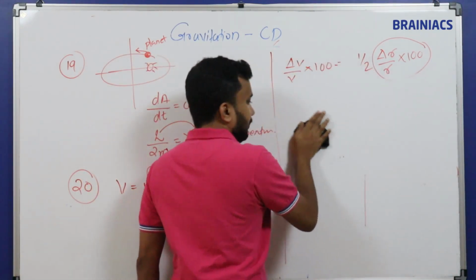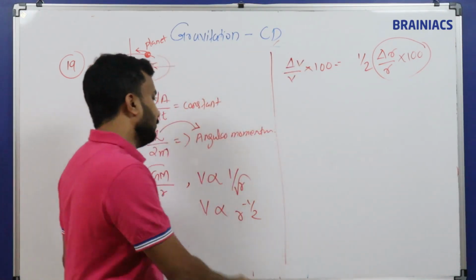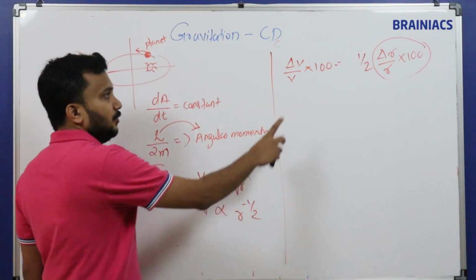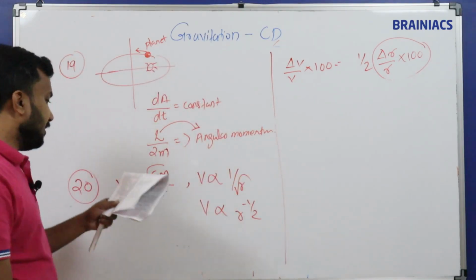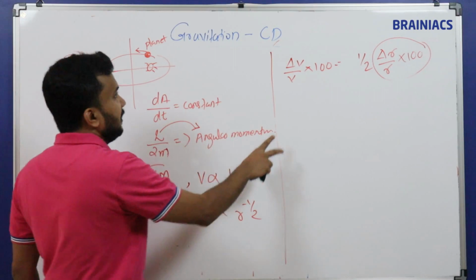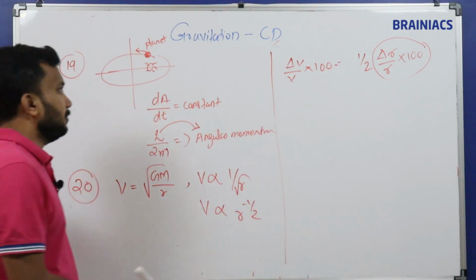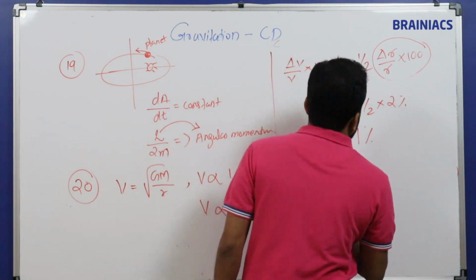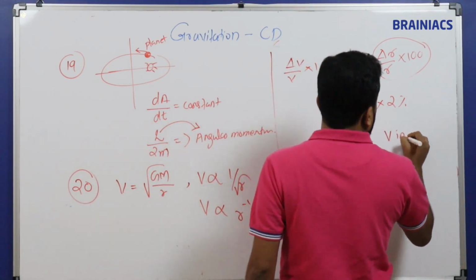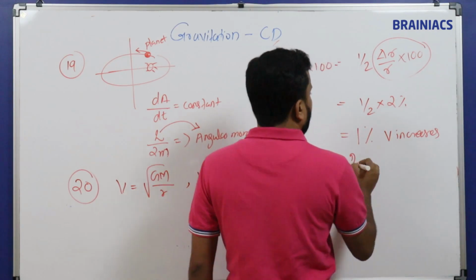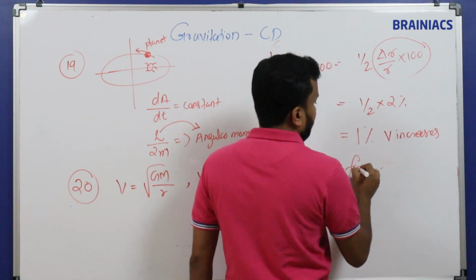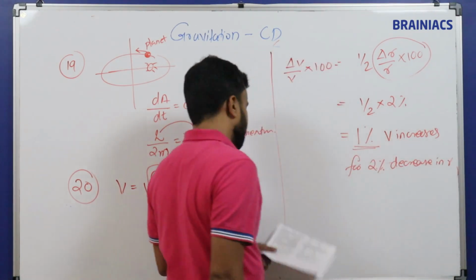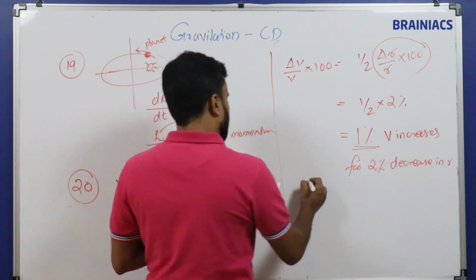In short, if one decreases, the other one increases. So instead of writing minus 1 by 2 r, you can also write 1 by 2 into r, and you are getting 1%. R in the given question is decreased, so V will be increased by 1%. Let me write this: 1 by 2 into 2%, so I will get 1%. V increases by 1% for a 2% decrease in R. So the answer is increases by 1%. Option A is the right answer.